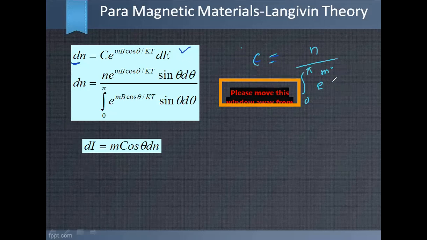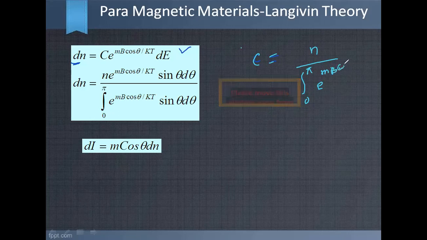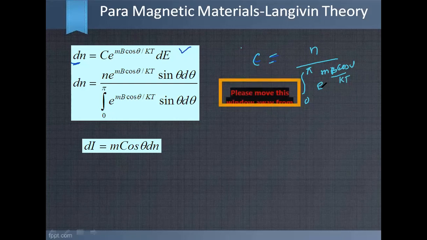So e power mb cos theta by kT. How much did you get? C is equal to n by integral 0 to pi e power mb cos theta by kT, times mb sin theta, right? Is that correct?